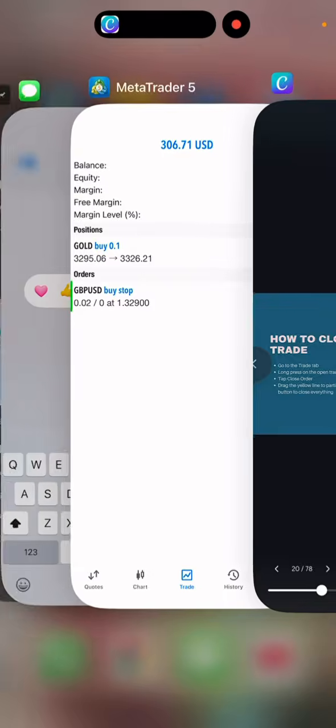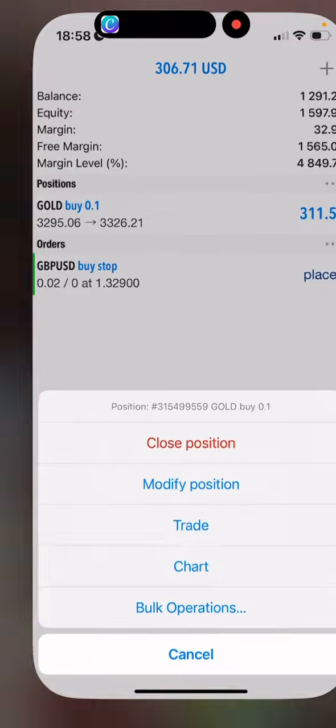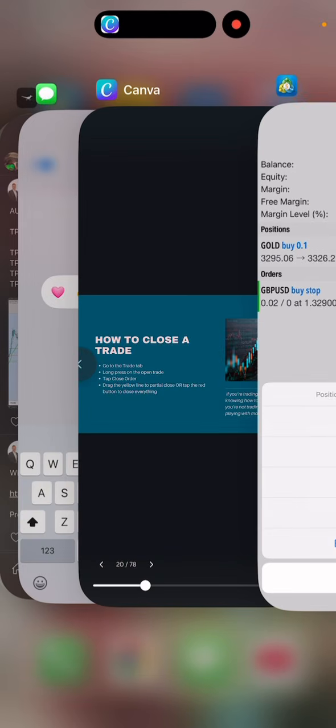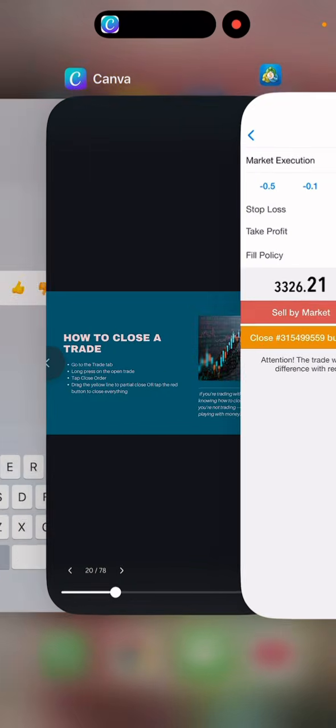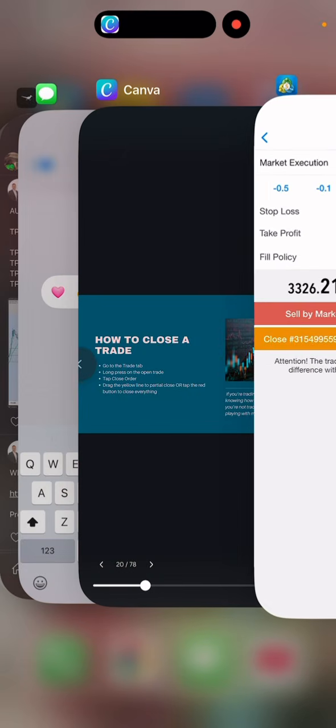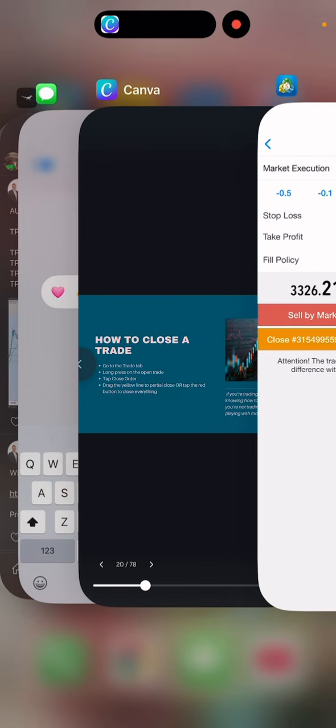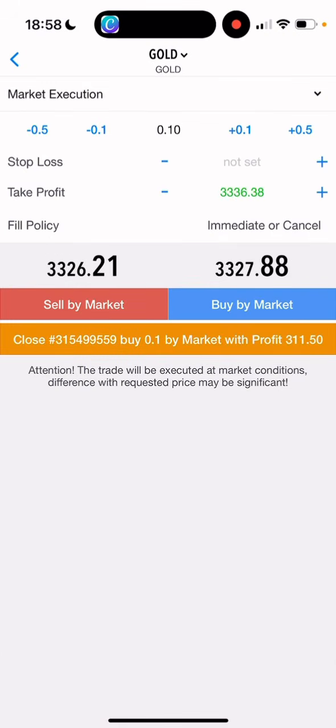Long press on the open trade. This is an open place, so let's long press on it. Tap close order. You can see close position, and then drag the yellow line to partially close, or tap the red line. Okay, and then just tap on close.